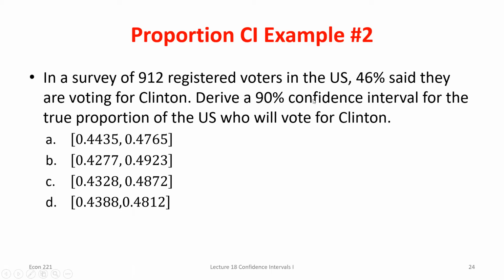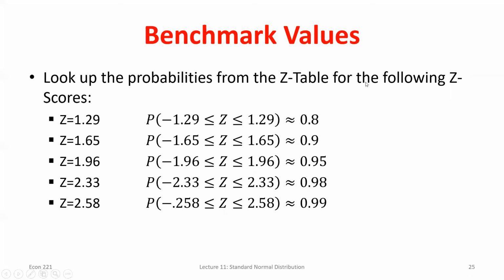Well, first of all, our sample proportion here is 0.46. It looks like all these are centered around 0.46, so they all seem like viable answers. If there was one that was, for example, 0.42 to 0.44, we know right away that can't be the confidence interval because our confidence interval is centered around whatever our sample statistic is, which is 0.46, okay?